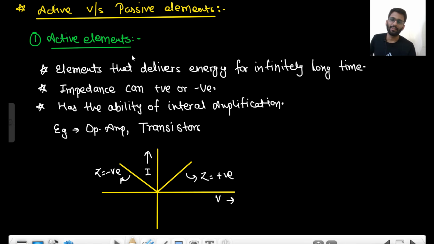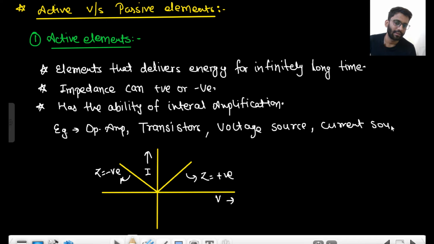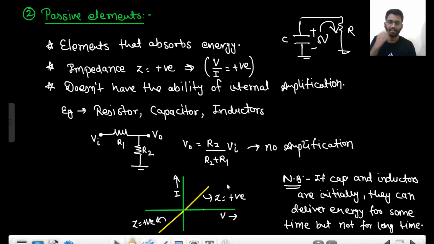That's why I wrote in this definition that elements that deliver energy for an infinitely long time will always deliver energy, like voltage source, op-amp, transistor, current source. You must have studied about those. Voltage source gives voltage, and we will study it as well. So they deliver the energy. This is one important point.